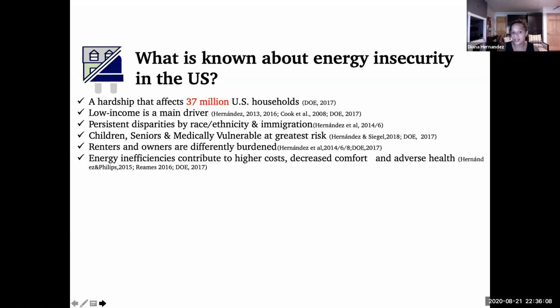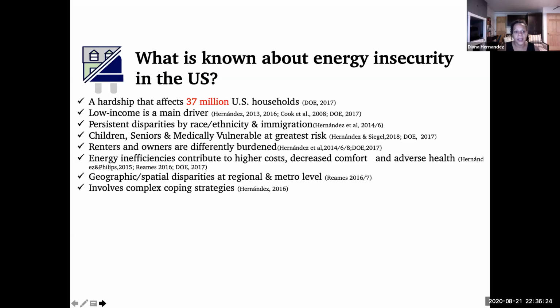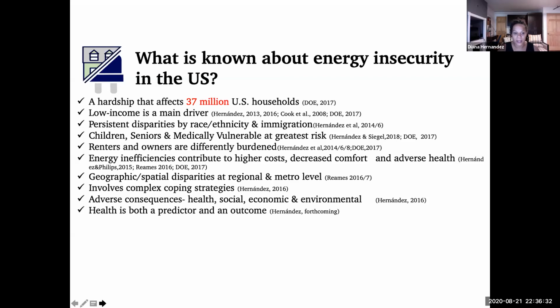Energy inefficiencies contribute to higher costs, decreased comfort, and adverse health consequences, that there are geographic and spatial disparities at the regional and metro level, as I had been showing with the AC penetration rate and also no heat complaints, that it involves complex coping strategies. These adversities in terms of health, social, economic, and environmental consequences, that health is both a predictor and an outcome. Like Linda Daniels' case, right? She was medically vulnerable, but we can also understand health to be an outcome of energy insecurity.